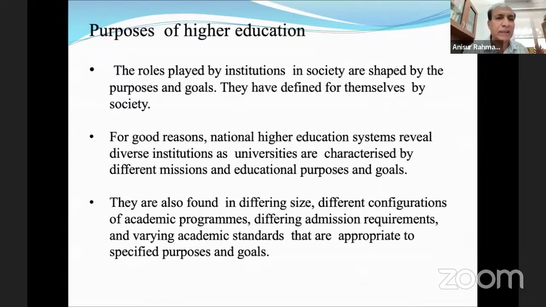So what are the purposes of higher education? We all know the purpose is to create human minds who can think. The role played by institutions in society is to shape purpose. For good reasons, national higher education systems have diverse institutions, like universities, characterized by different missions and educational purposes. We all say your university, my university, someone's university. But why is it called a university? University means universe. It has nothing to do with the local. The very nomenclature, Vishwa Vidyalaya or Mahavidyalaya, carries the larger picture, which is very, very important.